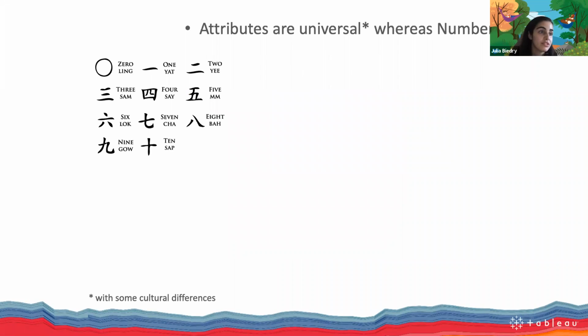Right, so attributes are universal, whereas numbers are not. For example, we have right here numbers written in a different language. And so what we want to utilize when we're doing visual analytics is those pre-attentive attributes.